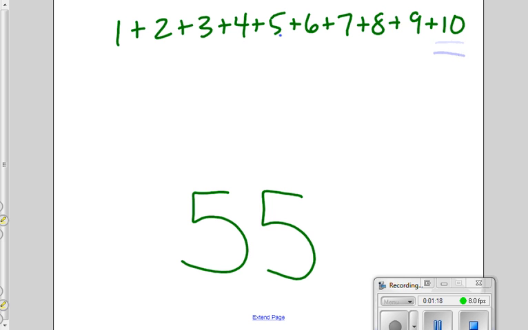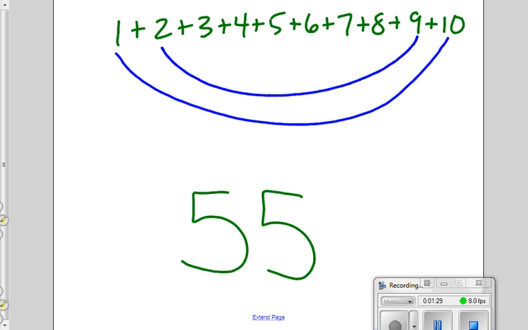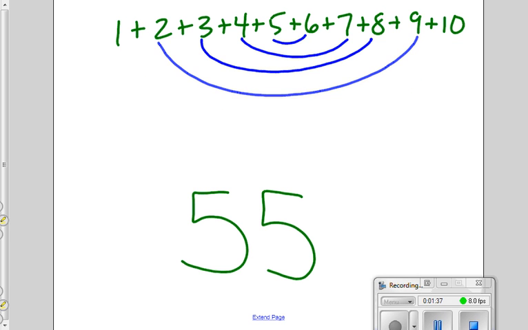Think of her method, but go one more number. Don't make groups of 10, make groups of... Nope. No. 1 plus 10 is 11, 9 plus 2, 3 plus 8. How many 11s are here? And what's 11 times 5? 55. I like your method. I like my method. They're both good methods.